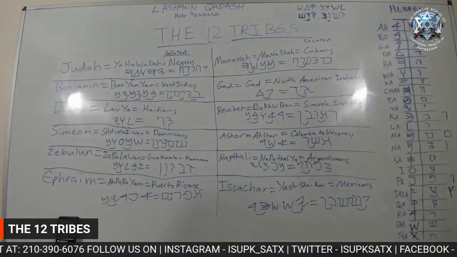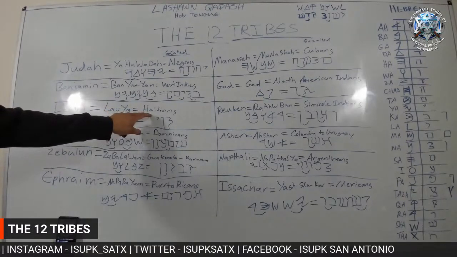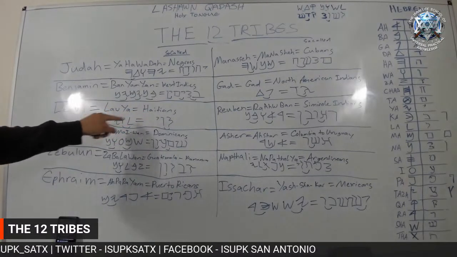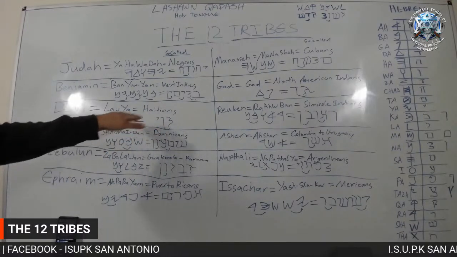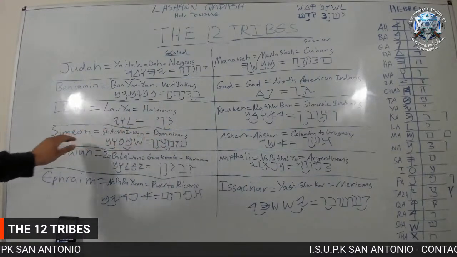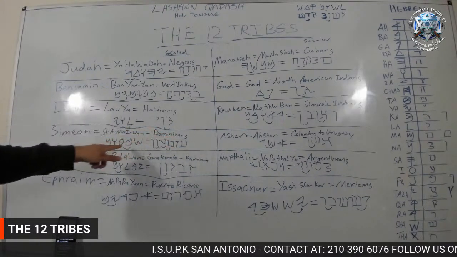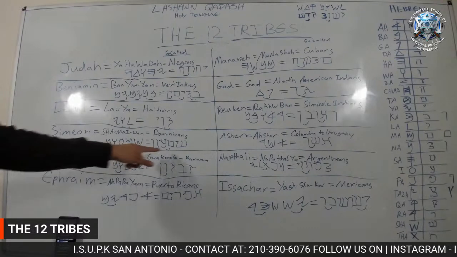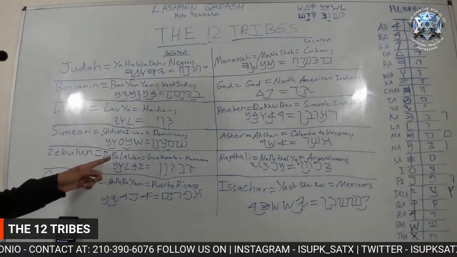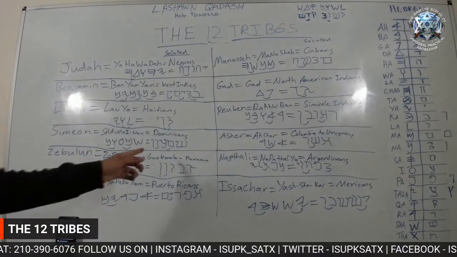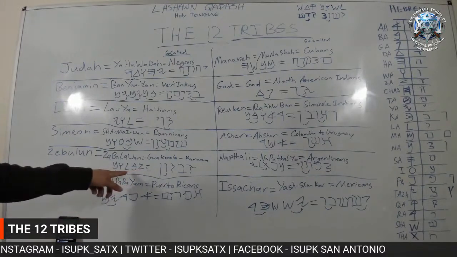Levi equals Lao-Yah, which means Haitians. Lao-Yah. You see the two difference? Ancient and Assyrian. We're doing that for each one. Simeon equals Shamaiwan equals Dominicans. Shamaiwan. Zebulun equals Zabalawan, the so-called Guatemalans to Panama, Central America. Zabalawan.